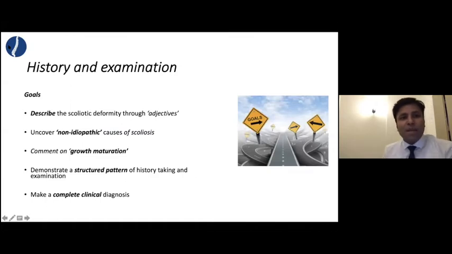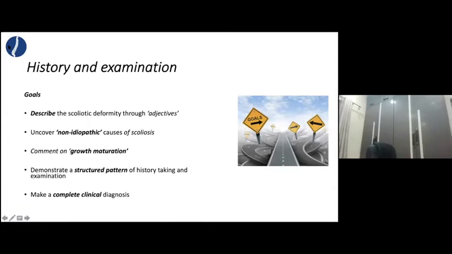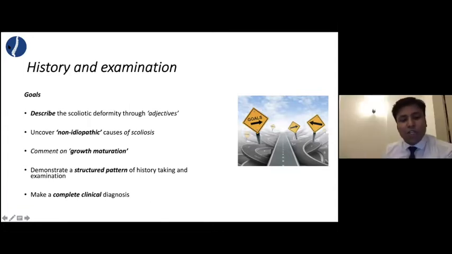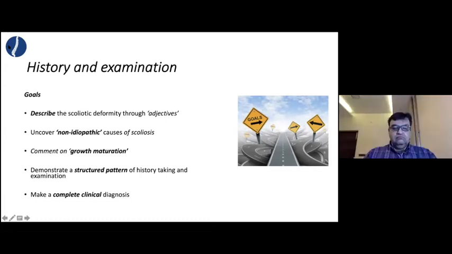Now, in history and examination, it is important to remember the goals. A patient comes to you with scoliosis. You have to describe the scoliotic deformity through correct adjectives. You have to uncover the non-idiopathic causes of scoliosis. You have to comment on growth maturation. Where does the patient lie in the growth chart? How far is he or she from the peak growth velocity? Or has the patient crossed the stage of peak growth velocity and achieved skeletal maturity? Then demonstrate a structured pattern of history taking and examination, and finally make a complete clinical diagnosis.